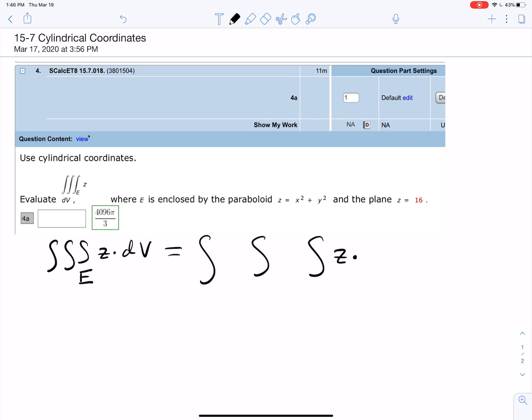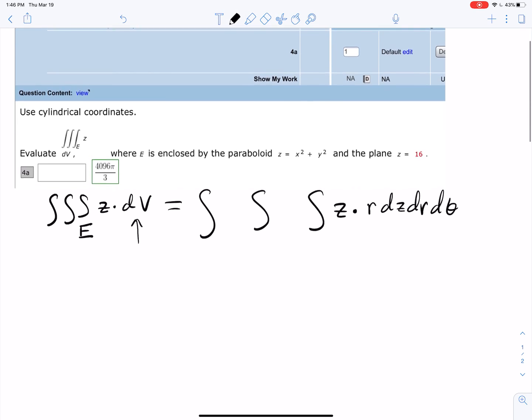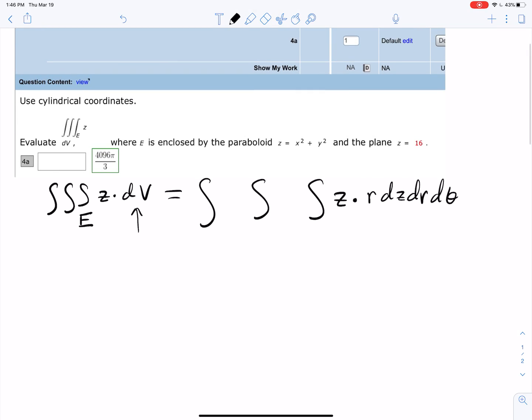Z is the function we're integrating, and then now dV becomes r dz dr d theta. That's equal to dV in cylindrical coordinates, the volume element. All right, and then we must have some solid here. So E is enclosed by the paraboloid z equals x squared plus y squared.